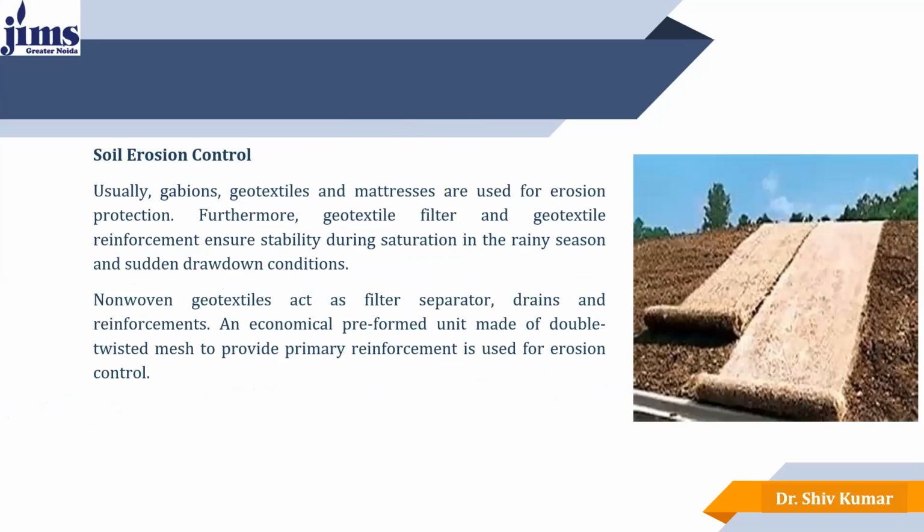Next is soil erosion control. Here you can see in that image, this is the geosynthetic material. So it is the slope. To protect soil from erosion, it is covered with geosynthetic textile fiber, geotextile, so that erosion can be prevented. This is the non-woven type of geotextile, which acts as a filter, separator, drain, and also as a reinforcement.